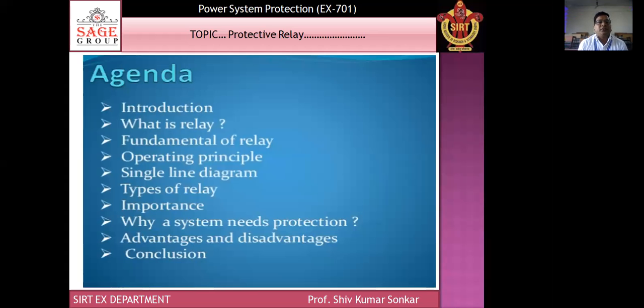Agenda: introduction, what is a relay, fundamentals of relay, operating principle, single line diagram, types of relay, importance, why a system needs protection, advantages and disadvantages, and conclusion. This is today's agenda.